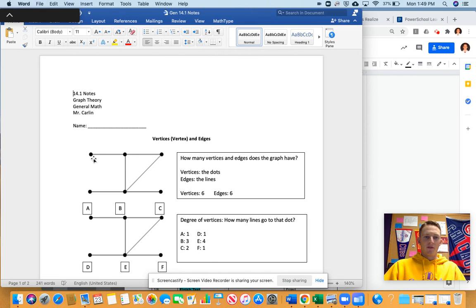Let's count vertices first. We have 1, 2, 3, 4, 5, 6 dots, and we have 1, 2, 3, 4, 5, 6 edges.